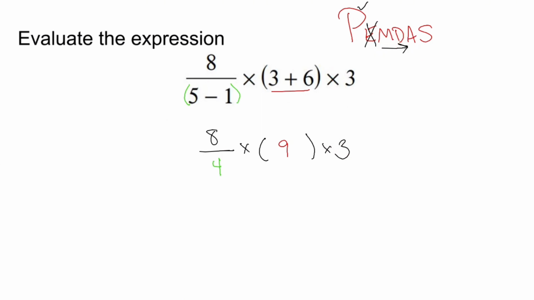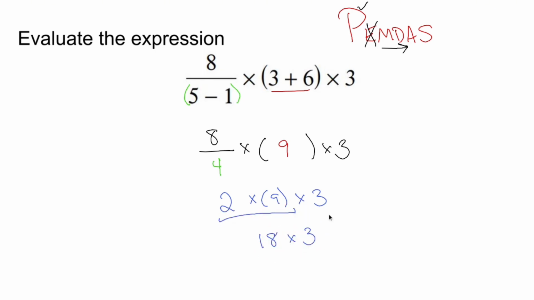Now I see a divide and 2 multiply. And you might be thinking, I don't see a division symbol, I do. It's right there, that fraction bar. 8 divided by 4 is 2. Do that first. Drop down the times, parentheses 9 times 3. Now we keep multiplying left to right. 2 times 9 is 18.